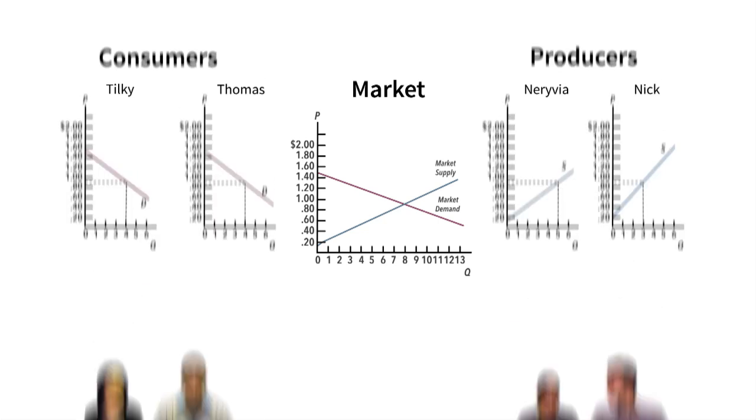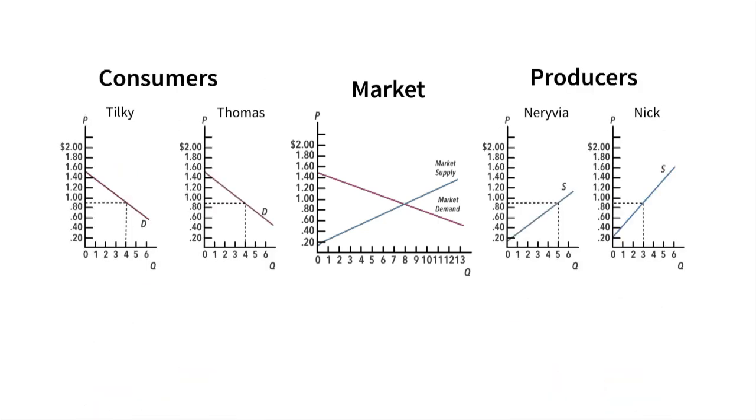And not only does it communicate information through the prices, it's coordinated. It's had Narivia producing a certain number of roses and Nick another certain number of roses. And moreover, it's motivated them to do that because each one of them is considering their own interests. Narivia is maximizing her profits. Nick is maximizing his profits. Tilke is maximizing her utility. Thomas is maximizing his utility. So they're all doing what they think is best in their own interest, and the markets are able to coordinate it in this way. Now the real question is, how good is the market at doing this?